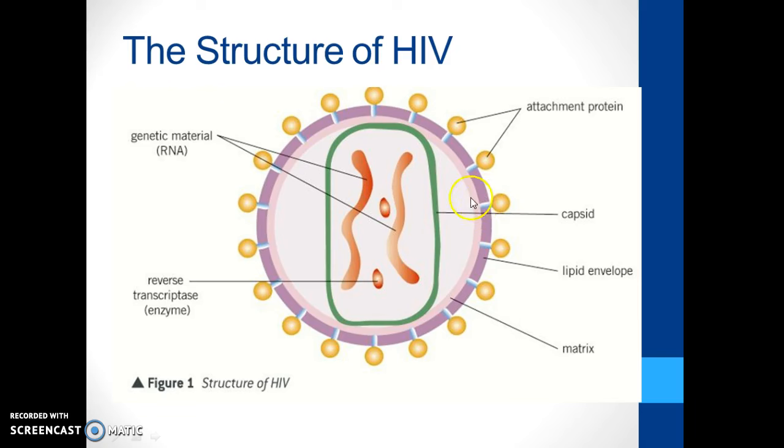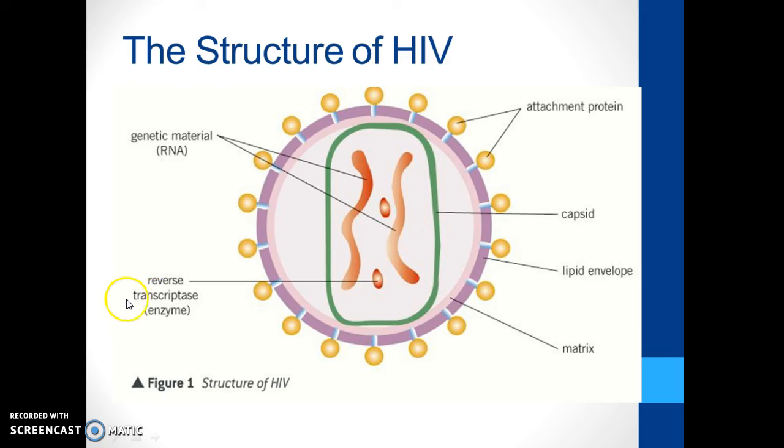Once we're inside then, if we look inside the virus, we've got the matrix, which is just another layer inside the lipid envelope. And within that, we've got this more rigid structure called the capsid. And the capsid, inside it, contains the genetic material and enzymes. The genetic material that is in viruses is RNA, not DNA. So this is ribonucleic acid, not deoxyribonucleic acid. And the enzymes present, among others, are reverse transcriptase.